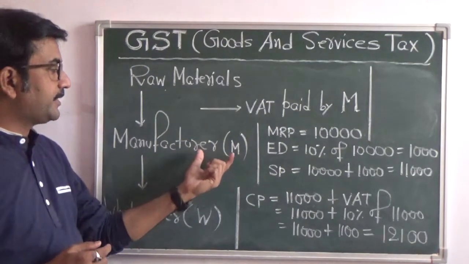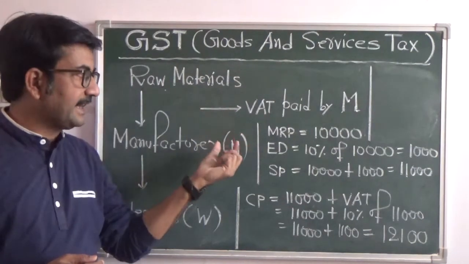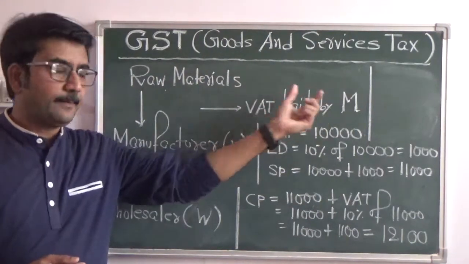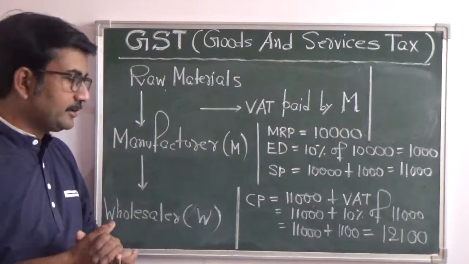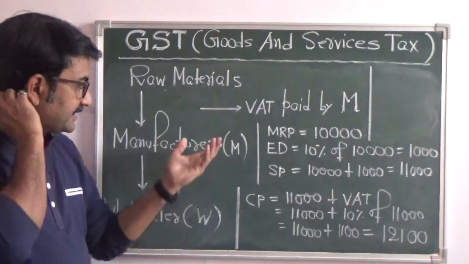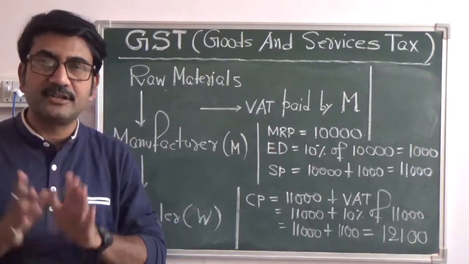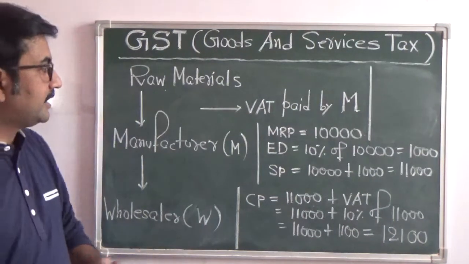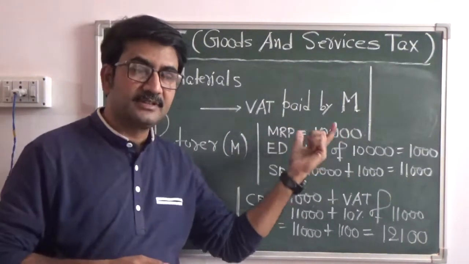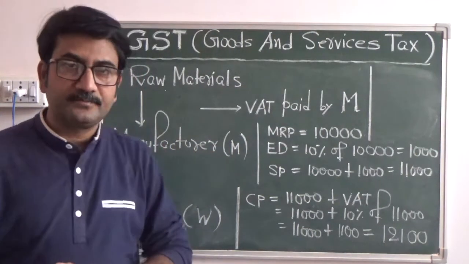So the manufacturer purchases the raw materials from the market, and while purchasing he pays tax in the form of VAT, right? Now after the purchasing of the raw materials, the mobile has to be prepared. So after processing the raw materials, when the mobile phone is ready to be dispatched in the market, he marks the mobile phone for rupees 10,000, which is the sale price of the mobile phone by the manufacturer.